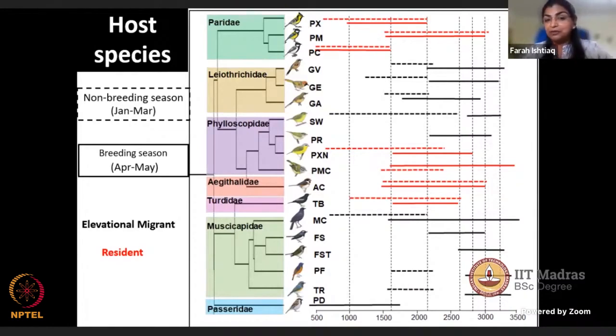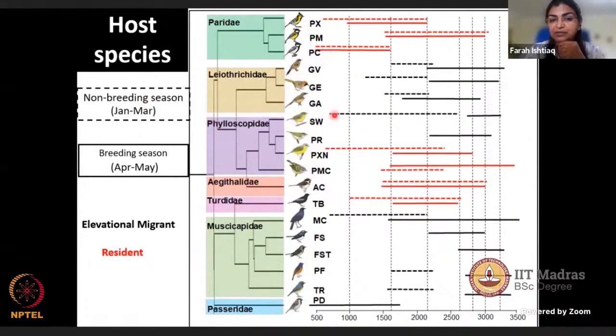We wanted to understand what kind of gradient of parasites you see in a high elevation species versus a very low elevation species. So this is a spectrum of species which we have been looking into. As you can see in the phylogeny, all the resident birds have been marked in red, and the elevational migrants, which move up and down with the change in the weather, are marked in black. And the lines basically show you the distribution range, with the dotted part being the non-breeding season.